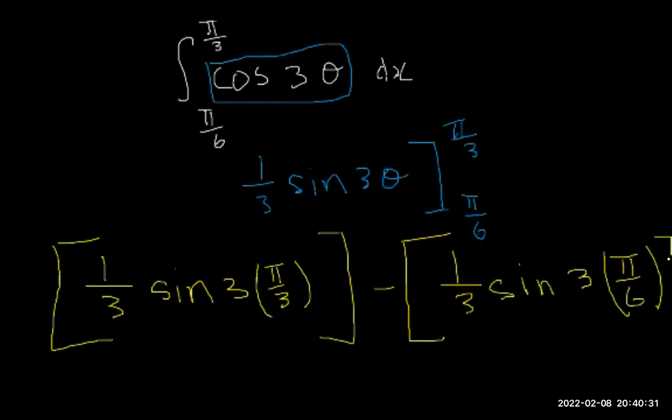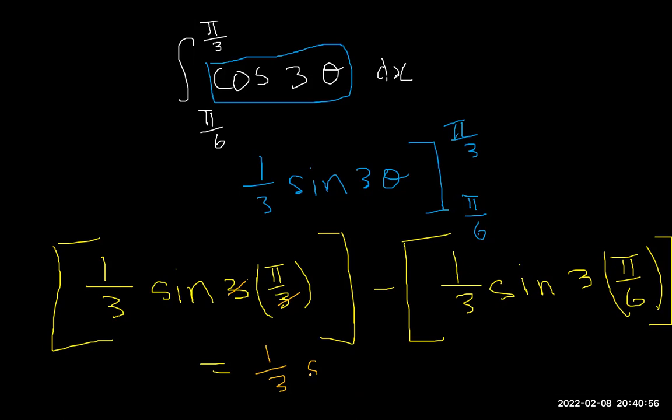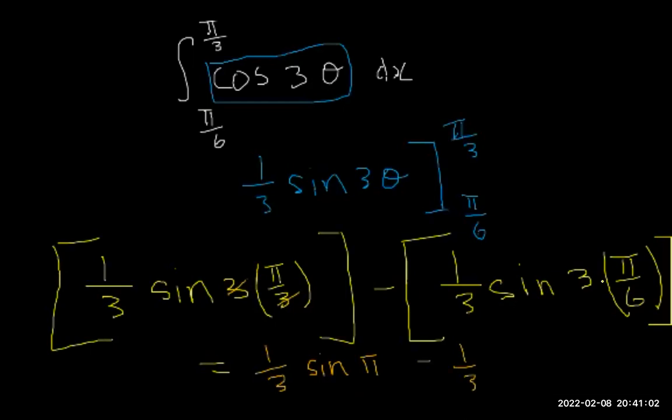From here, it's just simplifying, right? So what would happen? This 3 would cancel with this 3. This would reduce to sine pi, and sine pi on 2. And when I simplify and all that, I am going to get minus a third.